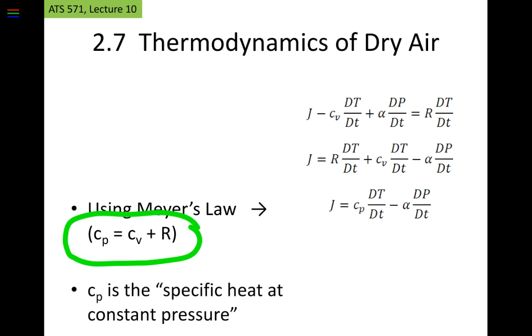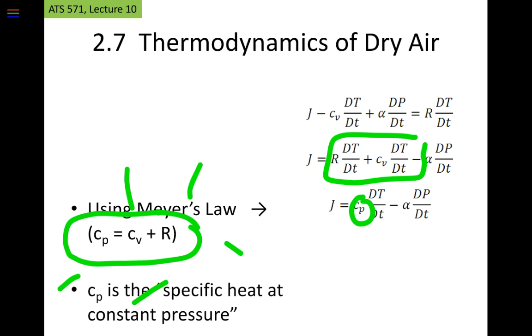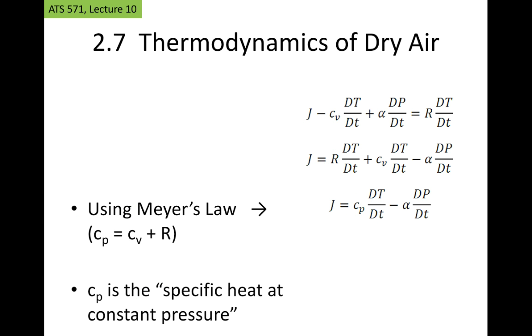Notice on this side of the equation we've got an R dT/dt plus Cv dT/dt. So we could factor out that dT/dt and we'd have R plus Cv. But by Meyer's law, Cv plus R is equal to Cp. So we just did a little substitution there. Cp is, of course, the specific heat at constant pressure. You can find that in the back of the textbook, or in your physical meteorology textbook.